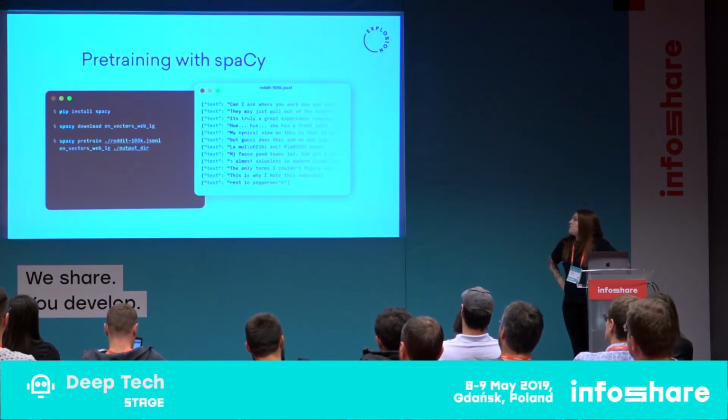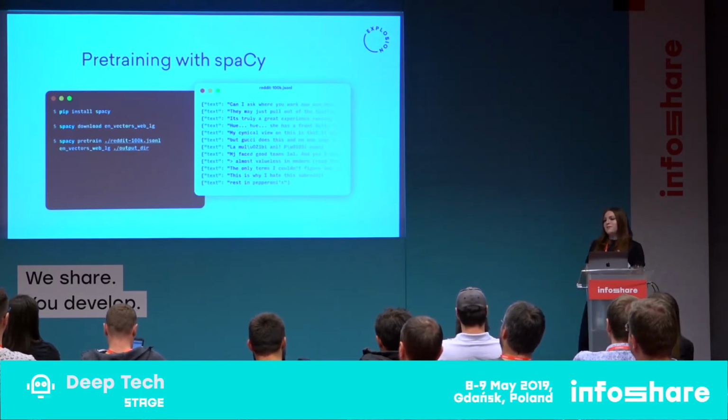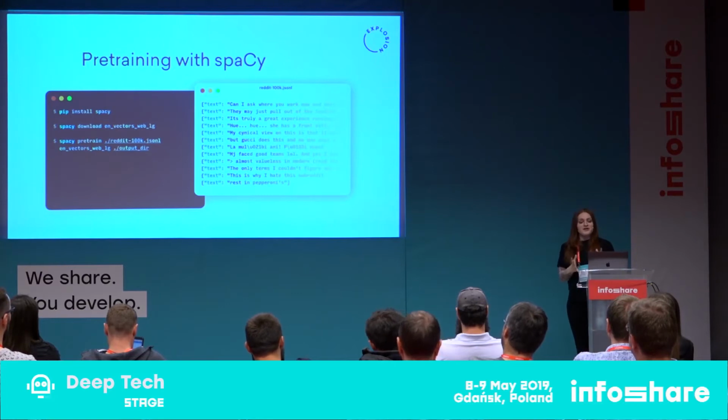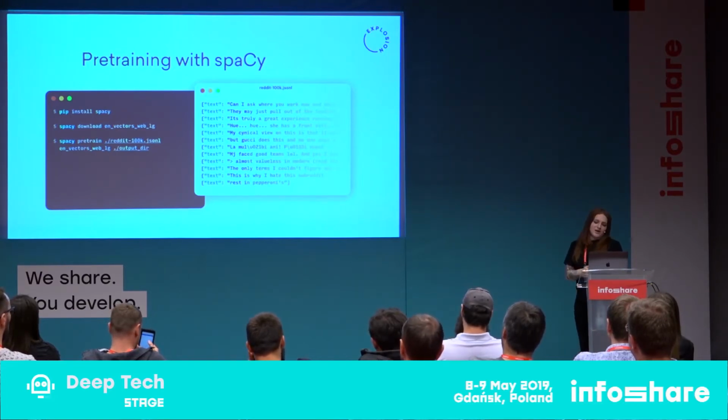Here we just have some Reddit comments in JSONL. JSONL is a really great format. If you're still storing your data in JSON, maybe consider using JSONL because it's really cool. You get all the benefits of JSON, but you can read it in line by line. So here we just have a bunch of raw text, nothing labeled, just really straightforward.